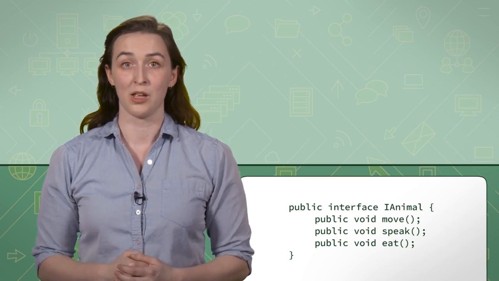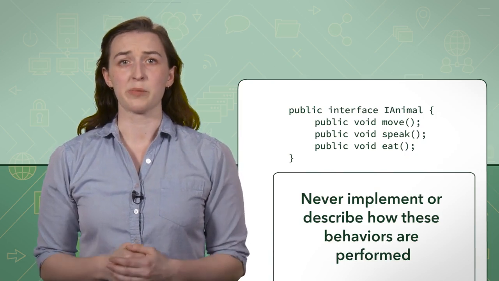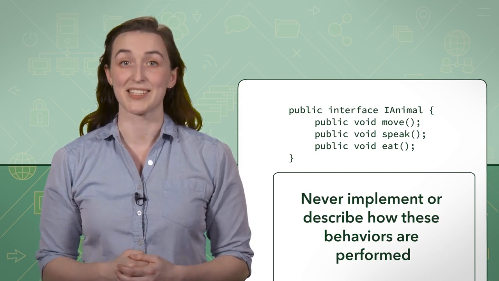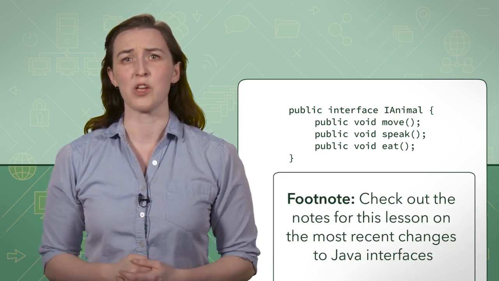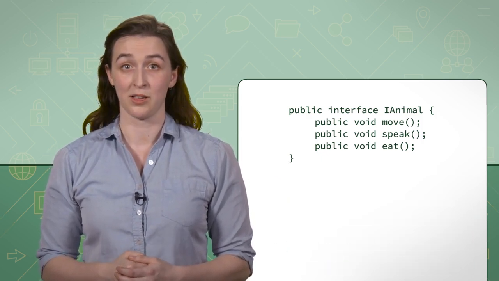In Java, we use the keyword interface to indicate that we are creating one. Standard Java naming convention places the letter I before an actual name to indicate an interface. This interface describes 3 different behaviors of an animal, which are moving, speaking, and eating. Notice how we never implement or describe how these behaviors are performed. We only show that an animal has these behaviors. Another thing you might have noticed is that the interface does not encapsulate any of the attributes of an animal. This is because attributes are not behaviors.